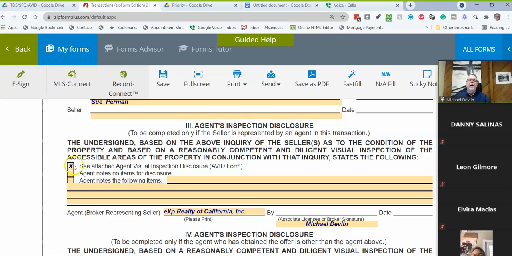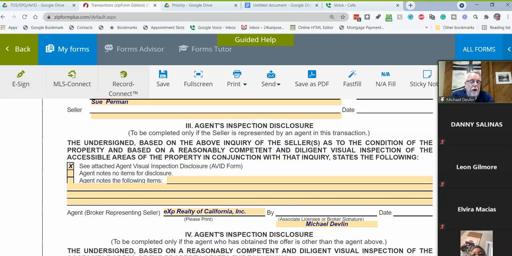Now, what if you don't see anything? What if it's a relatively brand new home? Can you just check agent notes, no items for disclosure, and get on with it? Not at EXP, and by the way, many large companies don't want to see that either. Could we just write in a few things here? And the answer is not at EXP. What we want is for you to check the first box.